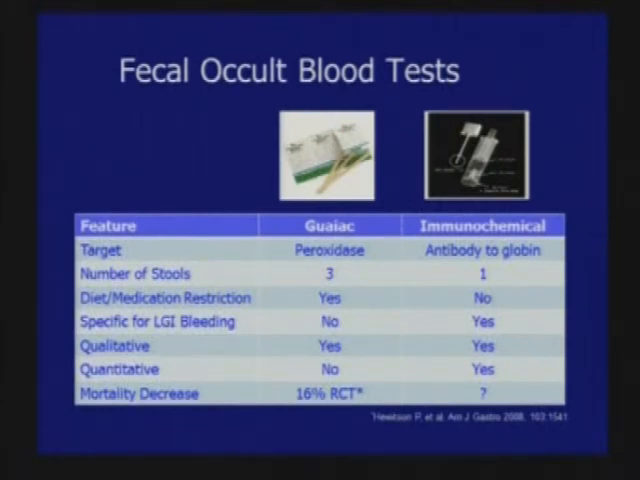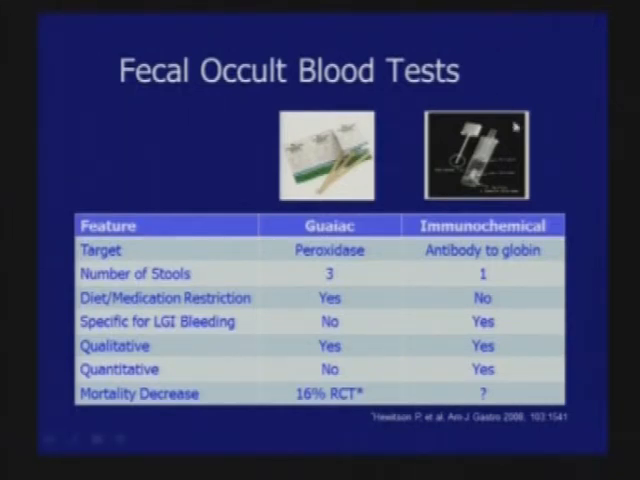Now, what's new in this area is what type of occult blood test you use. We've used guaiac tests for many years, and the problem with that is that they're non-specific. So they cross-react with hemoglobin. You need to do 3 tests for screening. You need to restrict the diet. It's supposed to be specific for lower GI bleeding, but it's not usually. And it really gives you a qualitative answer, but not a quantitative answer.